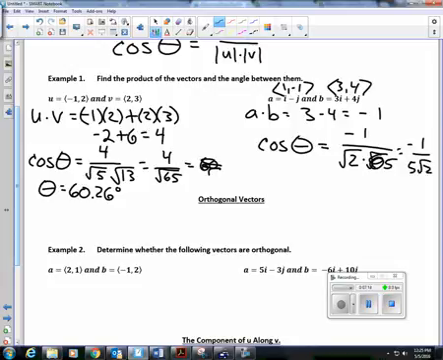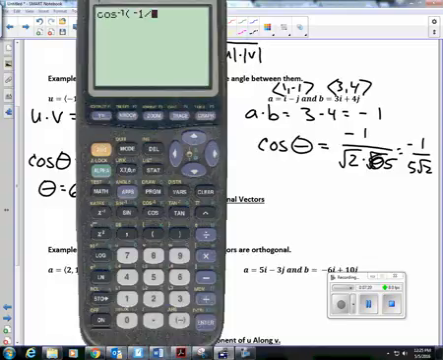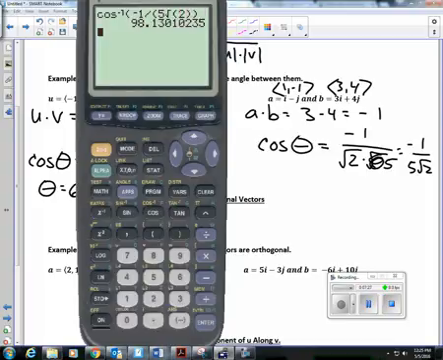So I'm going to inverse that on my calculator. Cosine inverse, -1 divided by parentheses, 5 square root of 2, double parentheses. And I get 98.13. Anybody come up with 106?